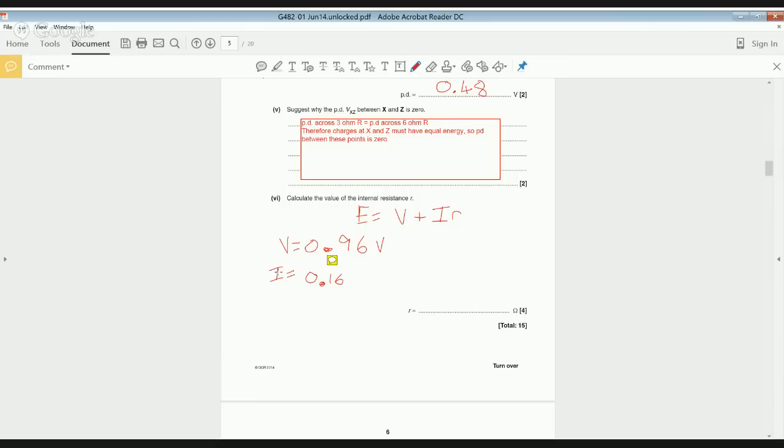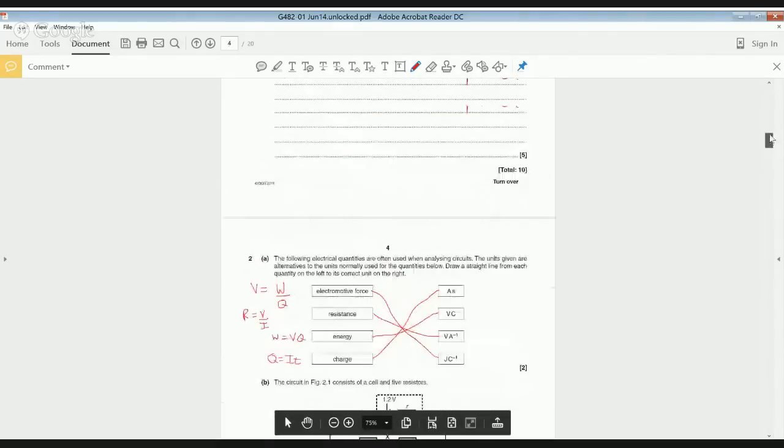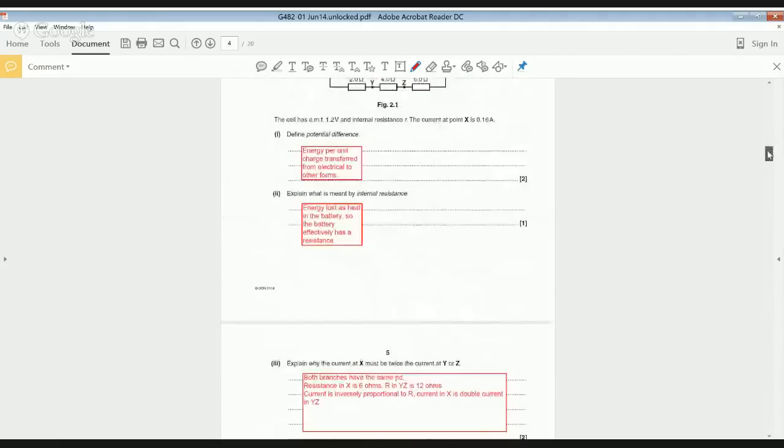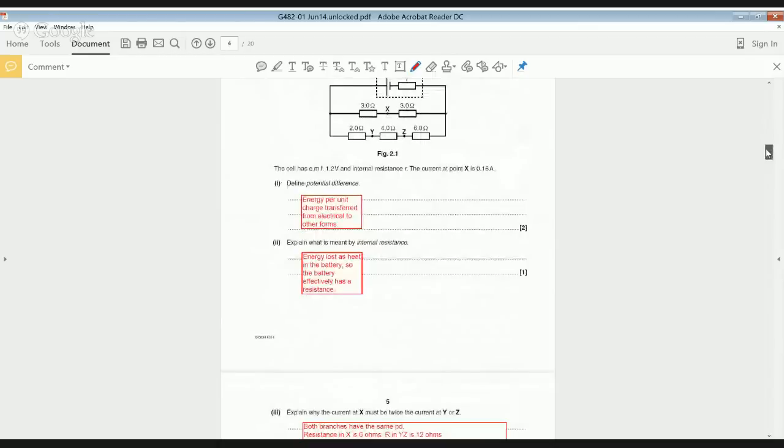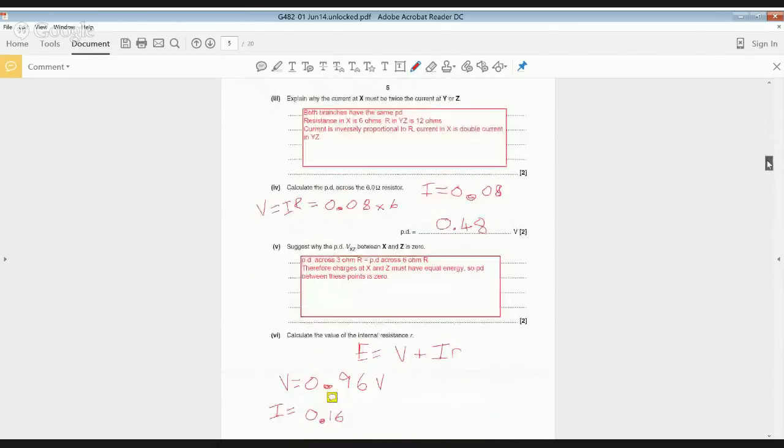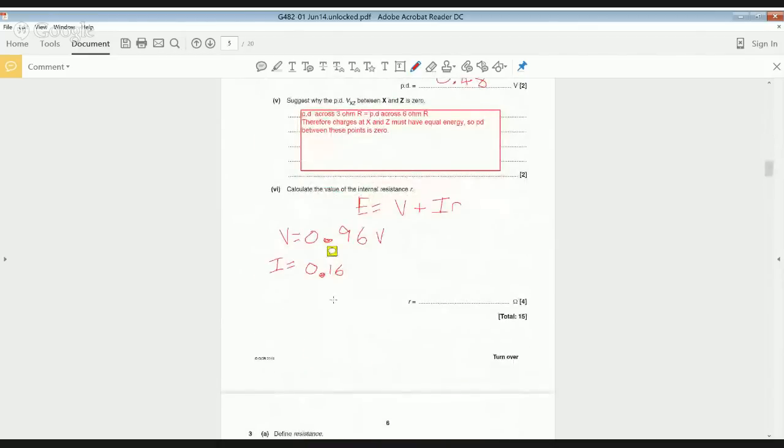I've skipped a step here. We also need to know the current, which we didn't previously know, but we do know what the current in one of the branches is. We know that the current in the X branch is 0.16, and we also worked out that the current is half that in the other branch.